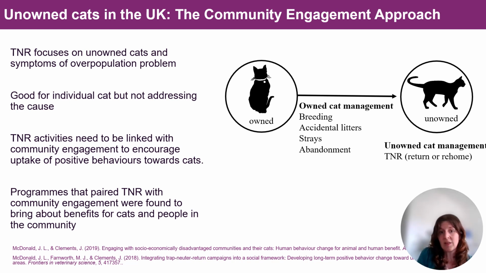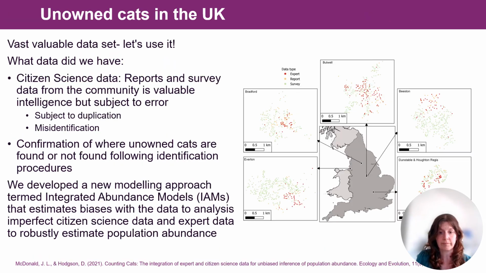So this provides a bit of a background around the community engagement work that takes place, and an added benefit of this work at a community level is the detailed data on unowned cats that comes out of it. It is a vast, valuable data set when you do community engagement at a local level. So let's use it. So what data did the teams collect as part of their operational activity?